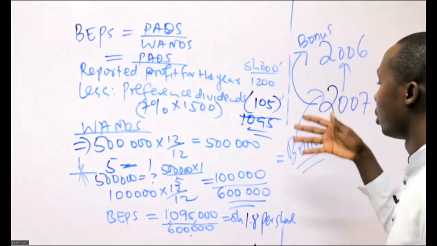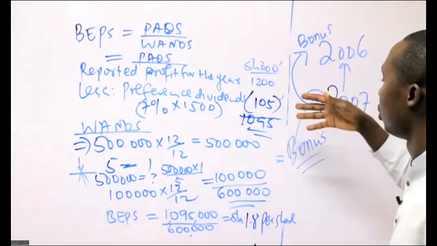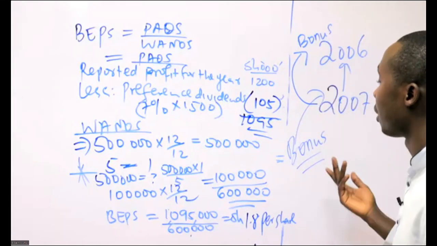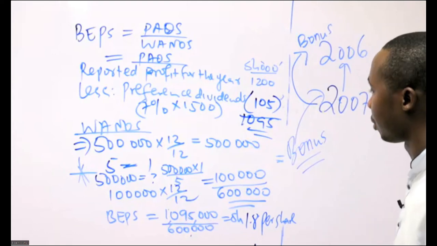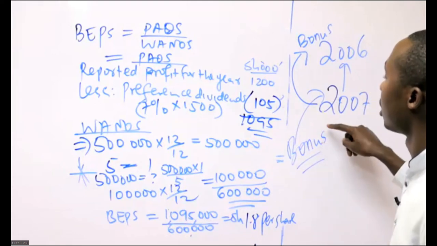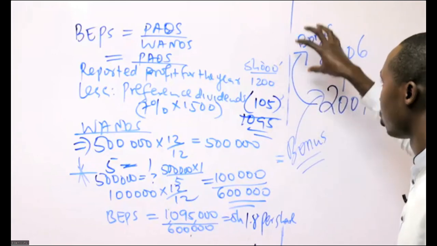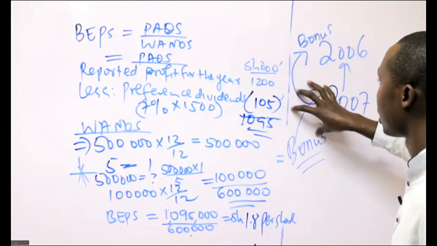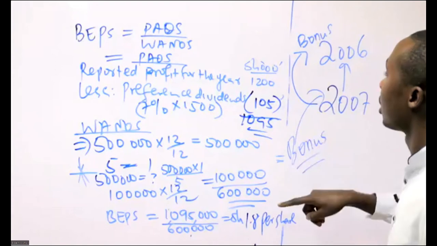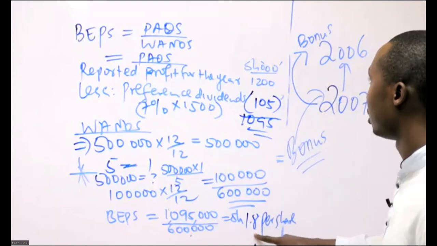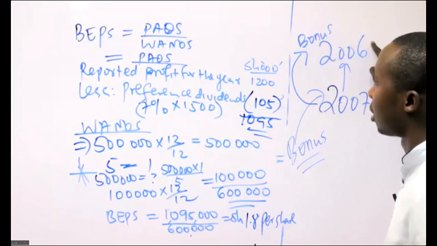Compute a new one-offs, because the bonus would affect one-offs, and get an EPS, that is basic EPS for that previous year, based on the bonus being in 2006. So now we are basing our argument that the bonus is in two consecutive periods. But it's only that we are saying, what if it was in 2006? Remember that in 2007, we were having 1.8. So now we compute again with the bonus being in the previous year, 2006.